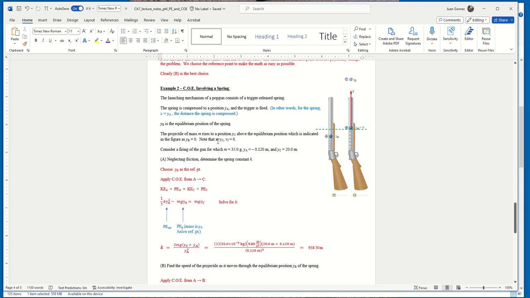And remember, at YC, at the max height, we know that V final is 0. And again, no friction. We know the mass of the projectile is 35 grams. Remember, that's 35 times 10 to the minus third kilograms. YA is negative 0.120 meters, and YC is 20 meters. Now in part A, and this is usually what you want to do with springs, let's choose YB as our reference point, indicated by the green dotted line.